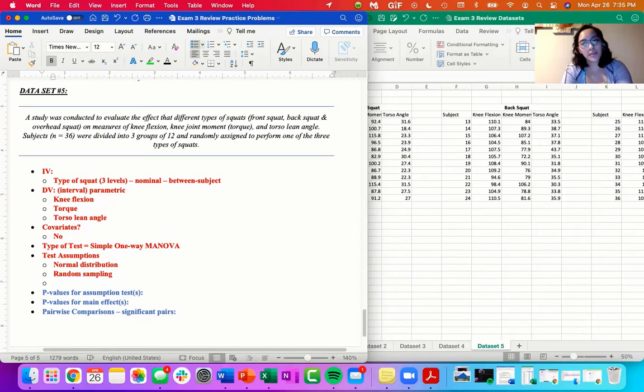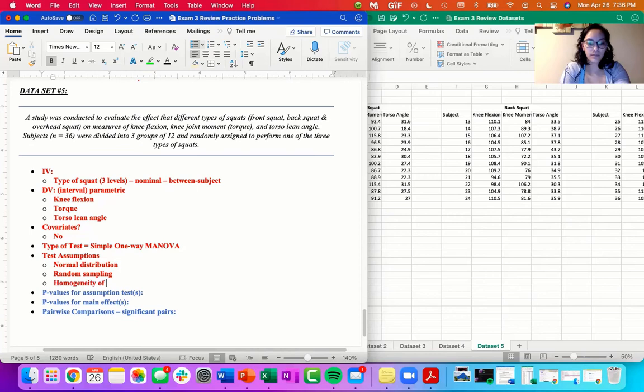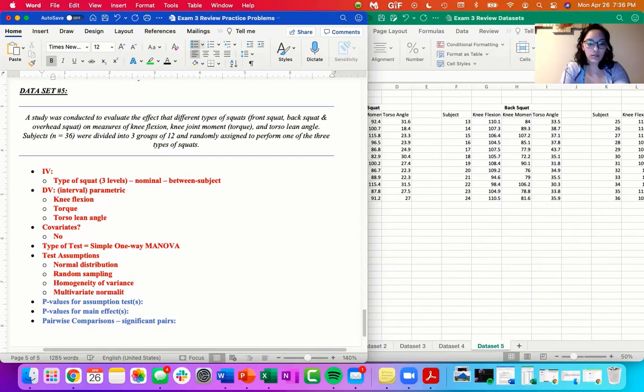We have a between subject factor. That must mean we have to test for... So since it's one way, it would be normal distribution, homogeneity of variance, and between subject design. And then the new ones are multivariate normality and homogeneity of variance covariance.